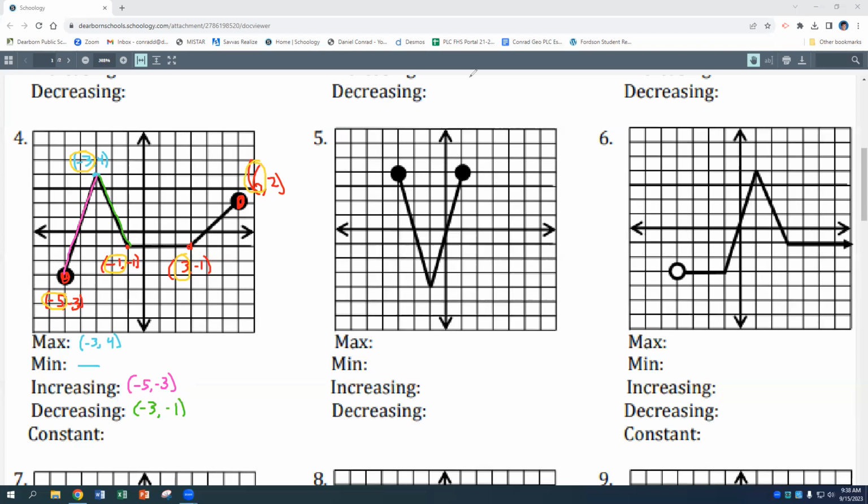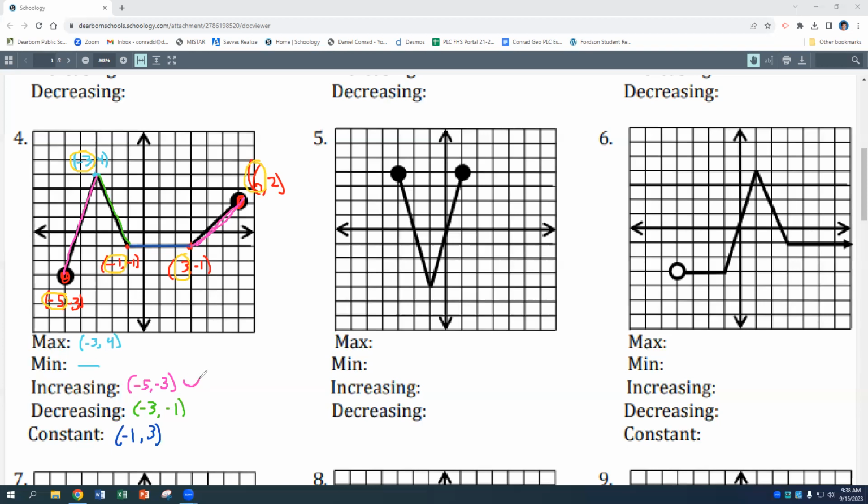Okay, and then the graph goes constant for a little while, right? It stays flat, so it's constant from -1 to +3, right? And then at 3, it begins to increase again until we get to 6. So from 3 to 6, we're back to increasing.